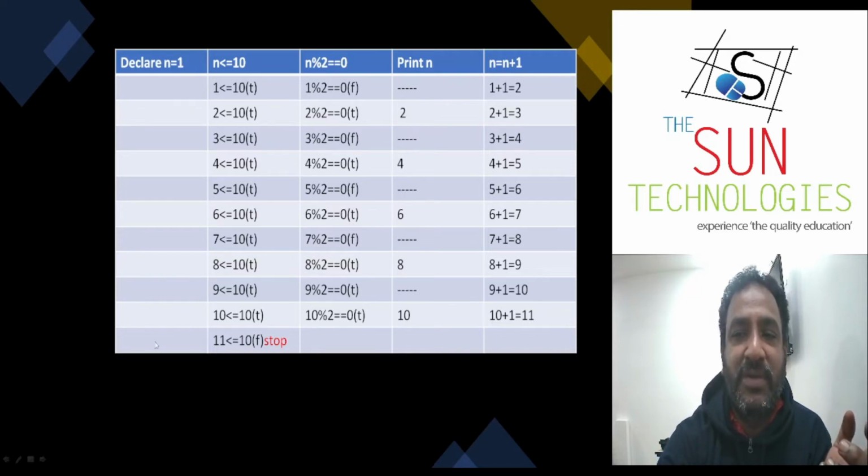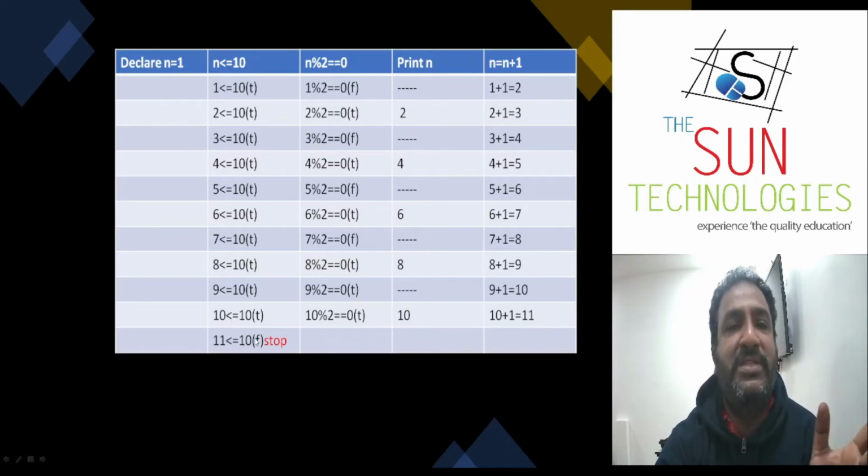9 plus 1 equal to 10. 10 less than or equal to 10. 10 modulus 2 equal to 0. It's true. 10 is displayed. 10 plus 1, 11. Until the number becomes 11, the process is repeated. 11 less than or equal to 10 is false. So it will stop the process.